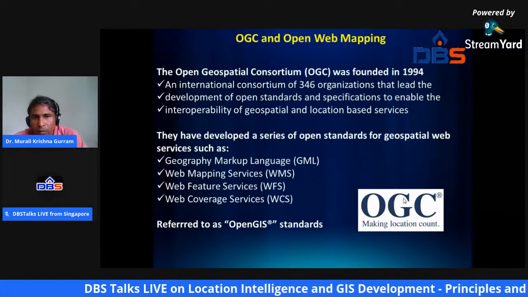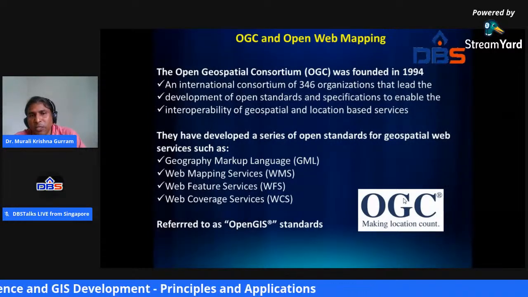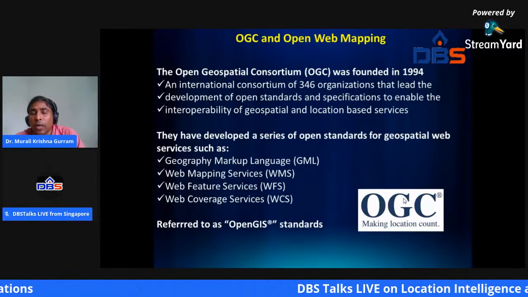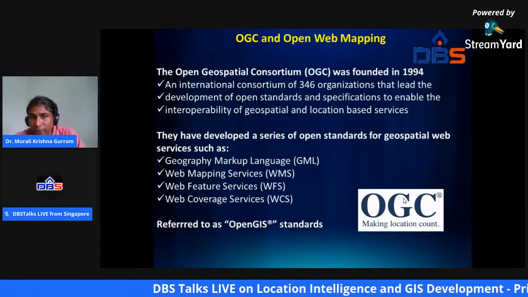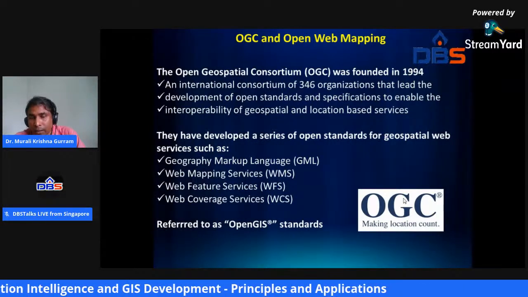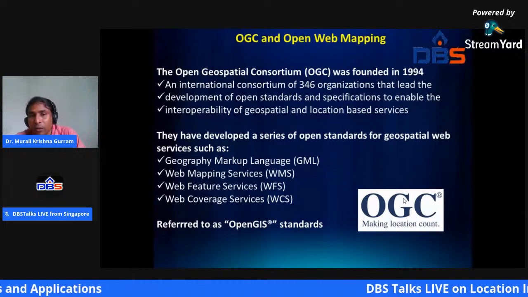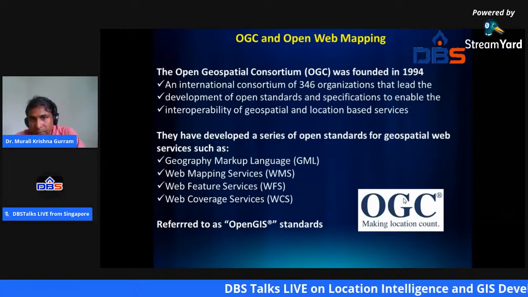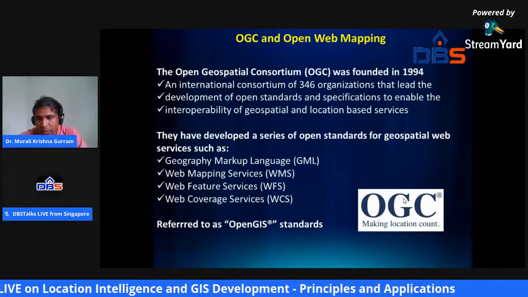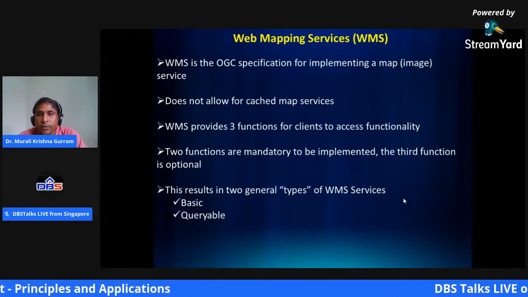In fact, this consortium OGC has contributed enormously to developing different technologies and standards. As I told you, the Geographic Markup Language, GML, is their contribution. They also came up with WMS, that is Web Mapping Service, Web Feature Service, and Web Coverage Service. We are going to talk about that in the coming slides. We call them all OpenGIS standards.